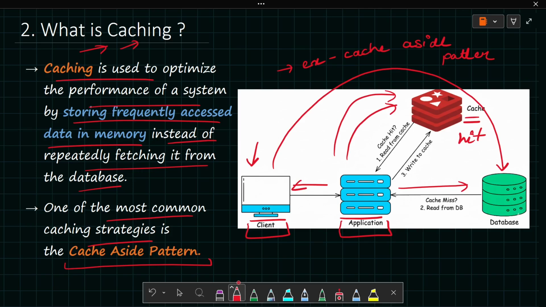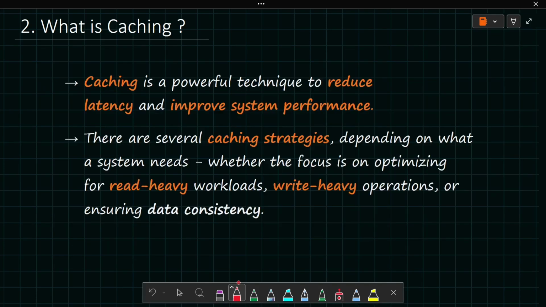But if it is not present, it will go to the database, and then there is a cache miss. So it is going to read from the database, and then it is going to store into cache memory. Now let's discuss more about what exactly caching is.